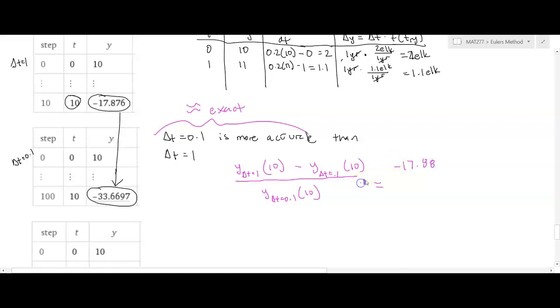And I need to multiply this by 100 to get a percentage. Minus negative 33.67 divided by negative 33.67 times 100. So I'm just doing this off to my calculator here.